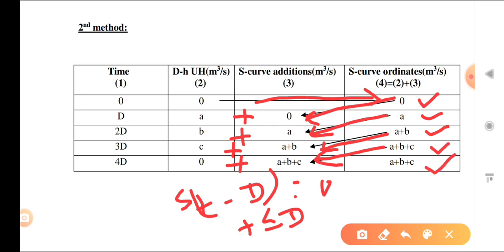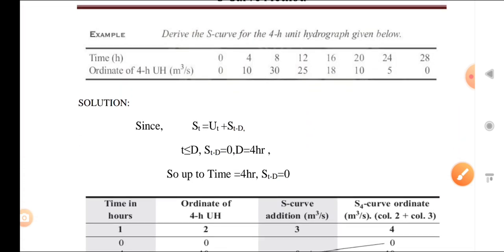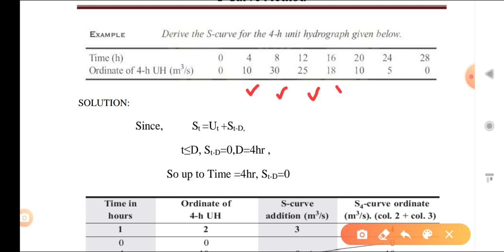We will also see some numerical for better understanding. So now we will see the next. Okay, so here, derive the S curve for the 4-hour unit hydrograph given below. Time is given as 0, and the corresponding unit hydrograph ordinate is 0, then for 4 it is 10, for 8 it is 30, for 12 it is 25, for 16 it is 18, for 20 it is 10, for 24 it is 5, for 28 it is 0.